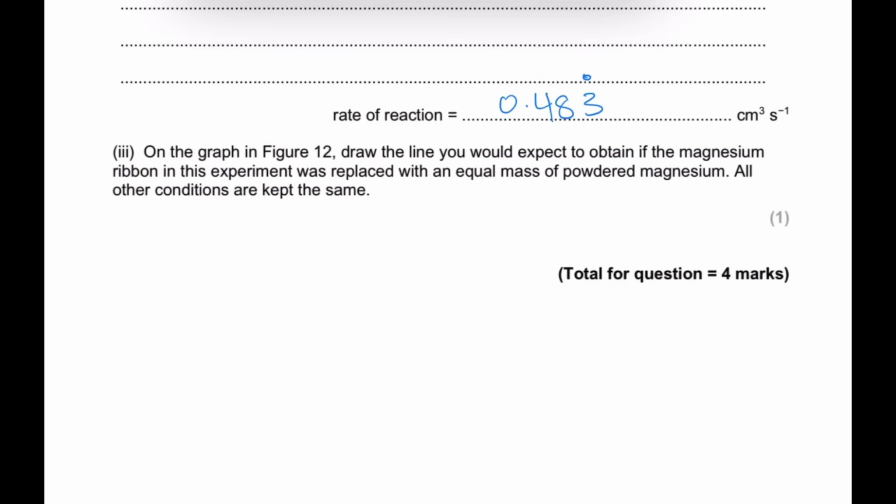On the graph in figure 12, draw the line you would expect to obtain if the magnesium ribbon in this experiment was replaced with an equal mass of powdered magnesium. All the other conditions are kept the same. The key word over here is powdered magnesium. If it is powdered, this means we are increasing the surface area. Increasing the surface area means that we're increasing rate of reaction. It decreases the time taken for the reaction to happen.